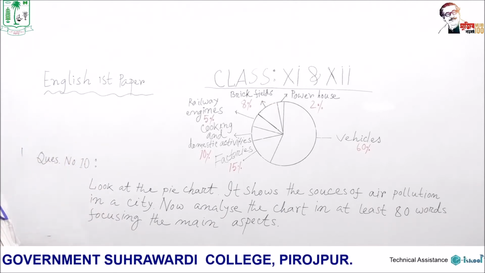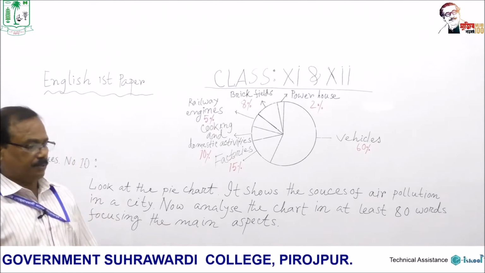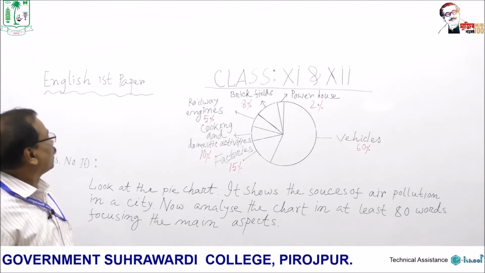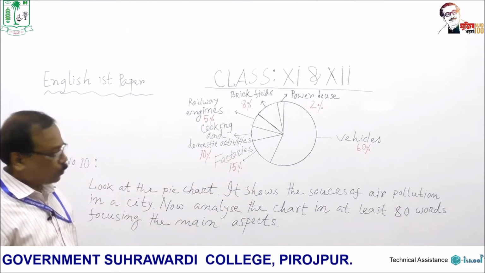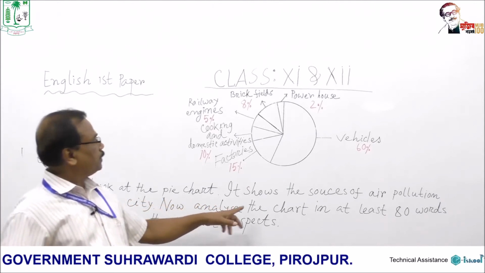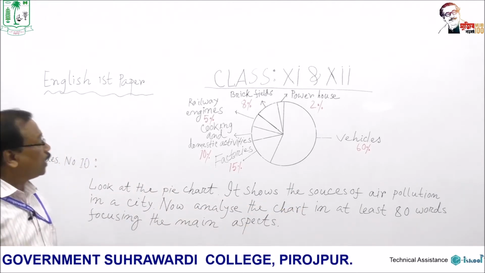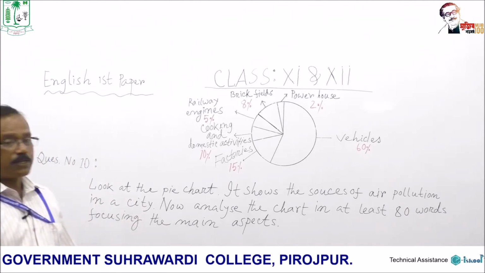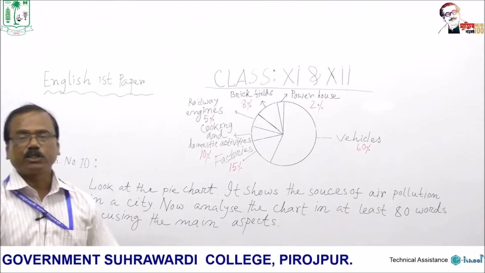By this time, I have drawn the pie chart on the whiteboard. You may look at the whiteboard. This is a pie chart and the question is question number 10. Look at the pie chart. It shows the sources of air pollution in a city. Now analyze the chart in at least 80 words, focusing the main aspects.